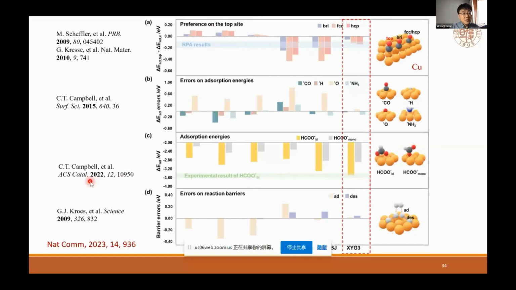One thing I should emphasize is that last year Campbell did the measurements on the formate adsorption, as CO2 hydrogenation will lead to formate, which is often an important intermediate on the surface. What Campbell found is that for the PBE functional, the deviation can be as large as 0.7 electron volt, and so making doubts on all the calculations on this surface.